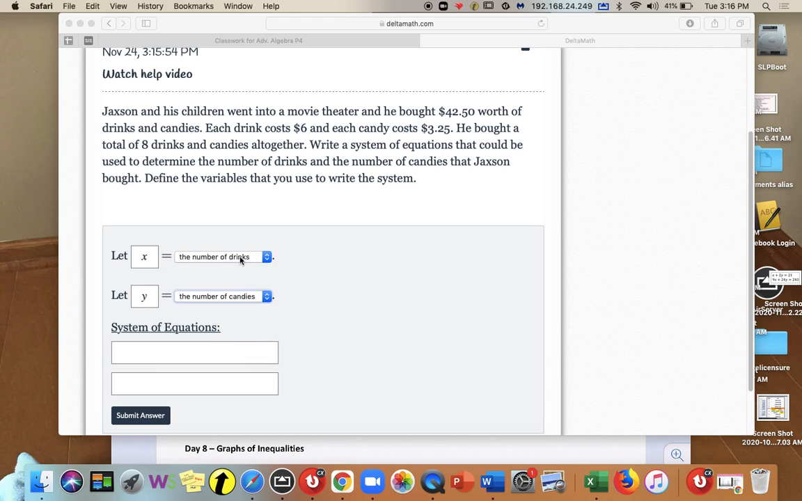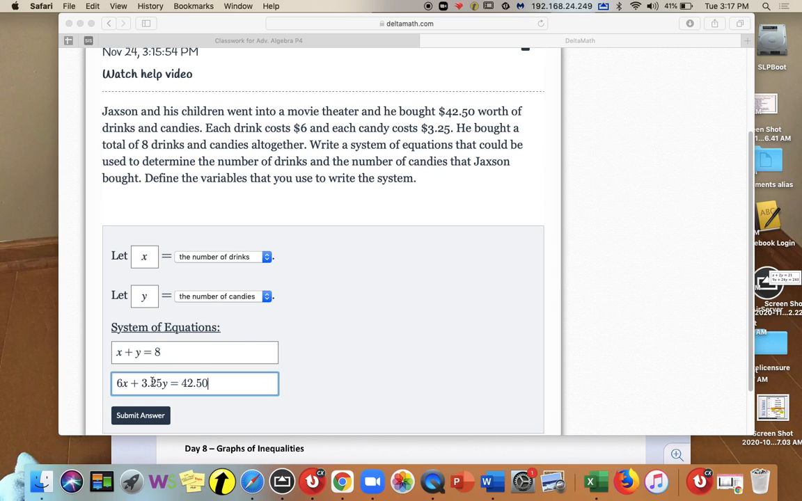You could choose D and C. You could use any letters that you want. You just have to remember what they are. All right, so X is the number of drinks for me. Y is the number of candies. All right, so the two equations, one is number of items. So he bought 8 total drinks and candies. So I'm going to say X plus Y equals 8. So total drinks and candies, 8 total items. The other is money. So it was $6 for every drink. So 6X plus, and then it was $3.25 for every candy, Y, equals, and what was the total amount? $42.50.